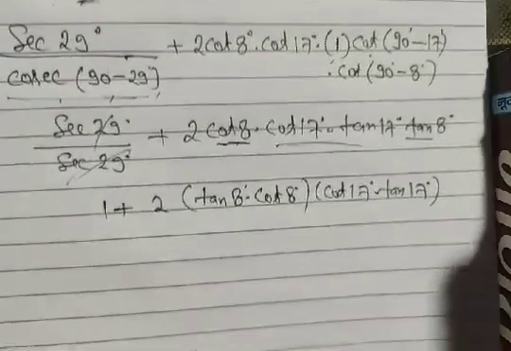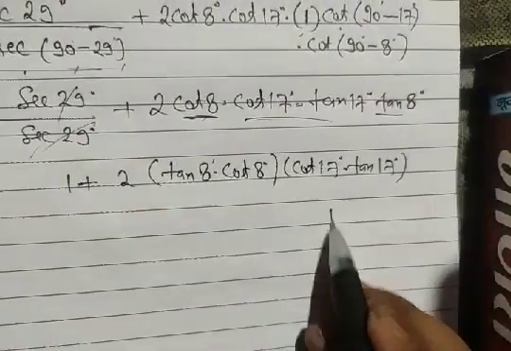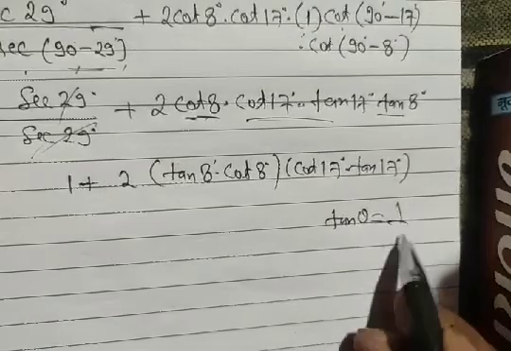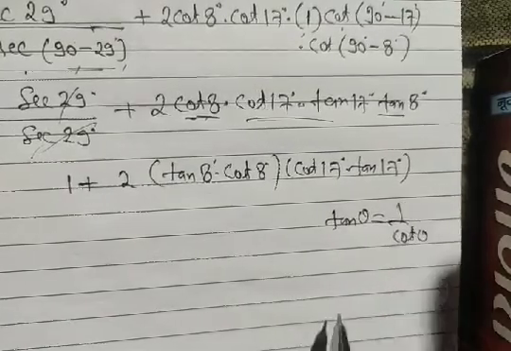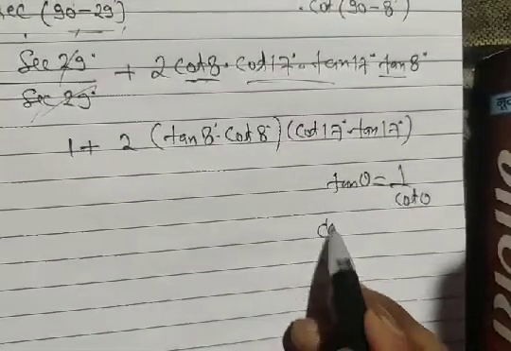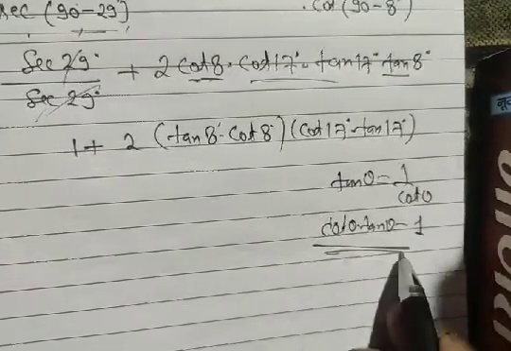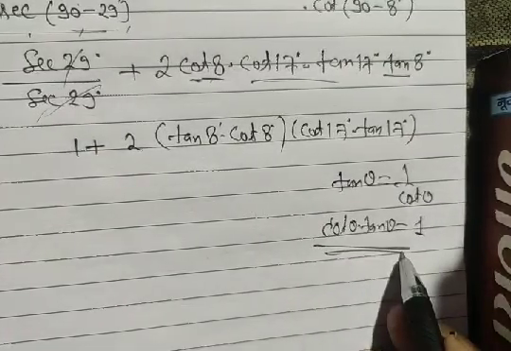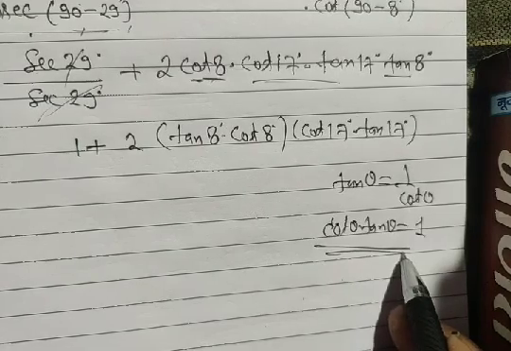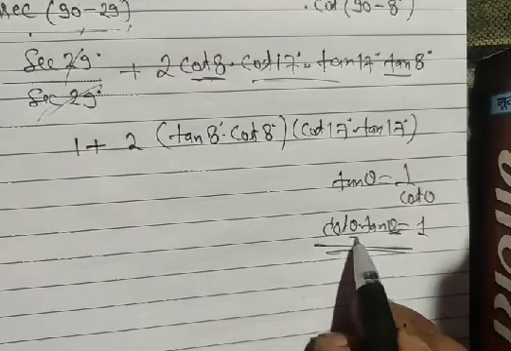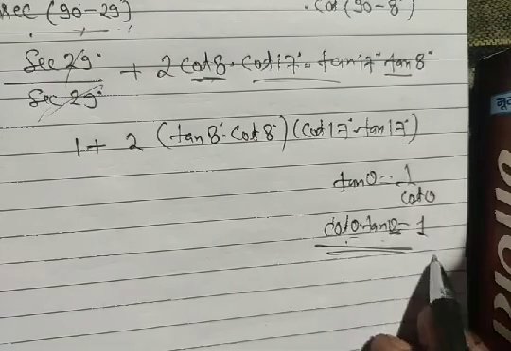Now again, what do we have? Look again, our tan θ is equal to 1 upon cot θ. Then cot θ into tan θ is equal to 1. Our tan θ and cot θ are reciprocal to each other. Then their multiplication, when these angles are equal, is equal to 1.